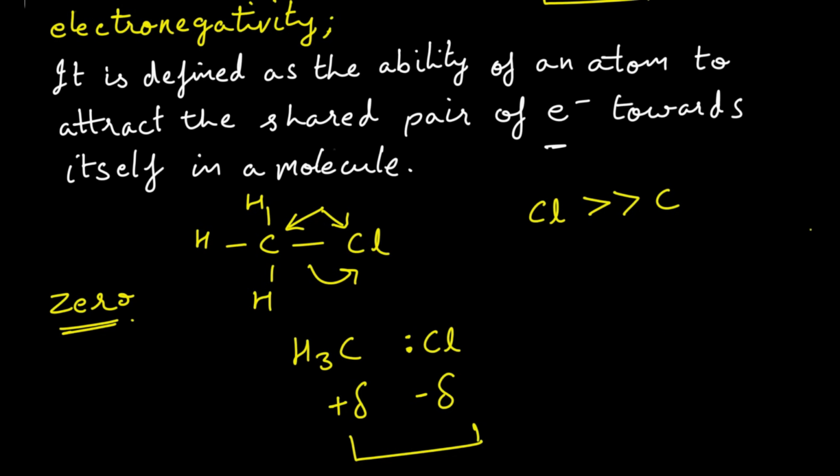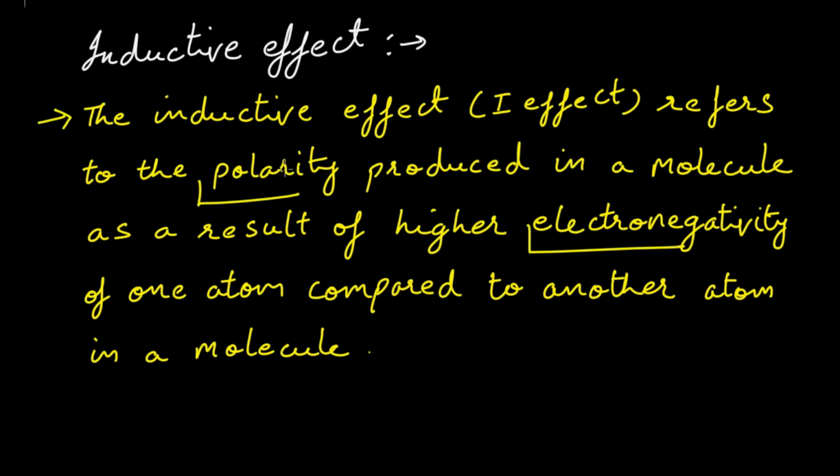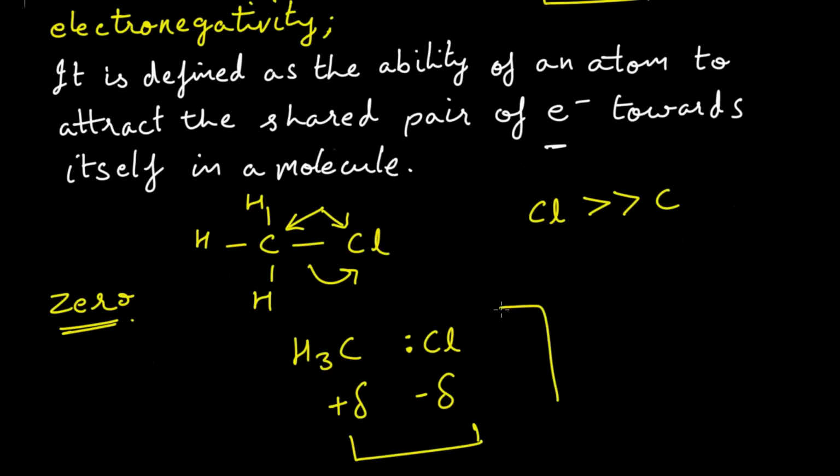Now let's look at the definition once again and we will understand how it works. The inductive effect refers to the polarity. Polarity means creation of charges, creation of positive and negative charge on two different atoms, produced in a molecule as a result of higher electronegativity of one atom compared to another atom in a molecule. That's what we see in the following example. Creation of negative and positive charge because of higher electronegativity of chlorine as compared to that of carbon, right? Now let's move.